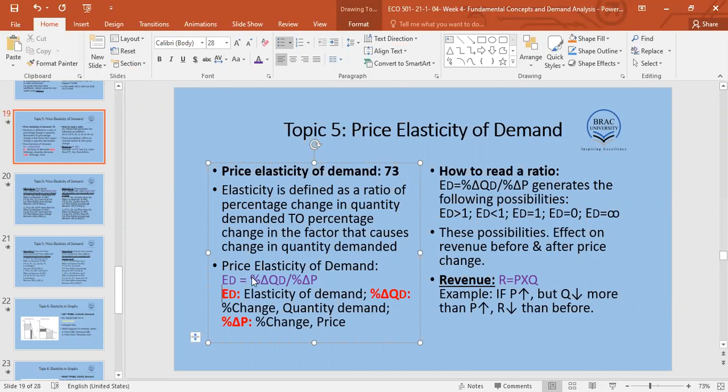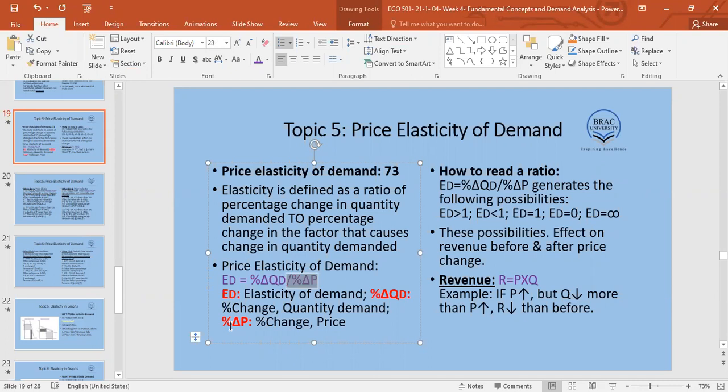Over here, percentage change in quantity demanded, in red, and due to percentage change in price, which we're defining in red as the percentage change in price. Now, how do we read a ratio? Logically, a ratio can be greater than 1, equal to 1, or less than 1. These are the three basic values that any ratio will exhibit.